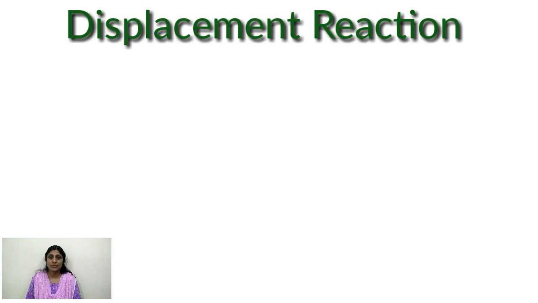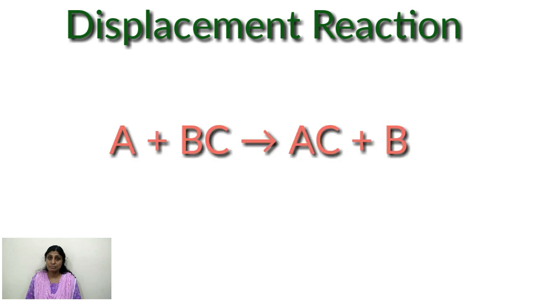Welcome back. We have studied combination reaction and decomposition reaction in detail, so you are familiar with that now. Now we are going to learn displacement reaction. The reaction in which one element takes the place of another element in a compound is known as displacement reaction. That is A plus BC giving AC plus B.